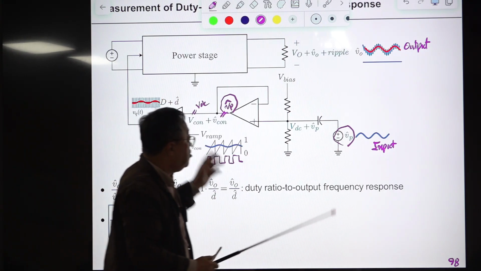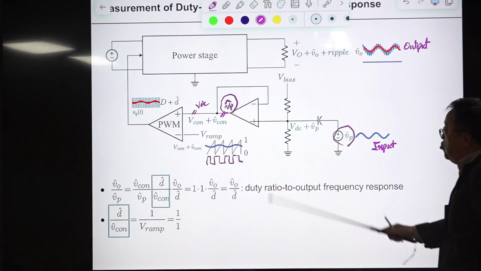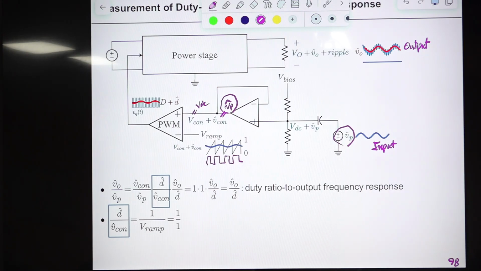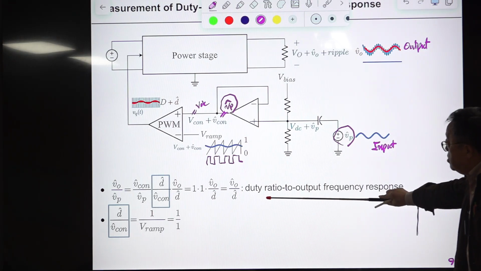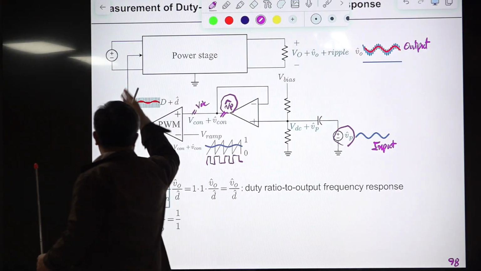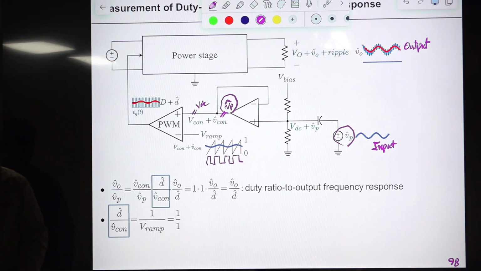Then with this setup, the input to output frequency response is the frequency response of the duty ratio to output transfer function. Okay? So this is the way of evaluating this. And this is called PWM gain or modulator gain. People usually call it FM. This quantity is called the modulator gain or PWM gain.